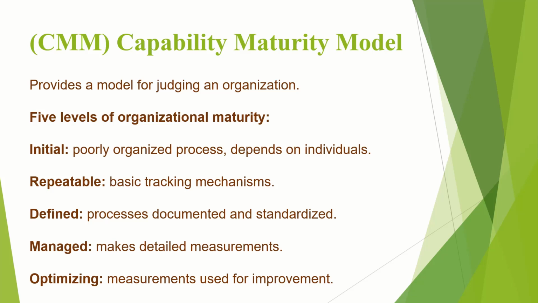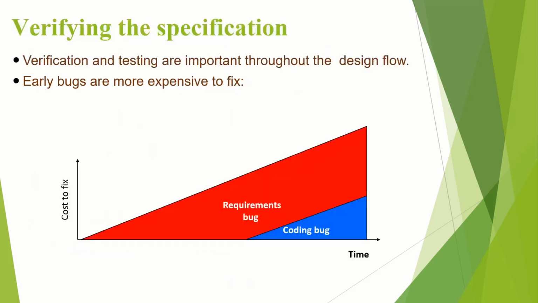The third level is defined. In this level, the management and engineering processes are documented and standardized. All projects make use of documented and approved standard methods. The next level is managed. This level makes detailed measurements of the development process and product quality. The last level is optimizing. In this highest level, feedback from detailed measurements is used to continuously improve the organization's process.